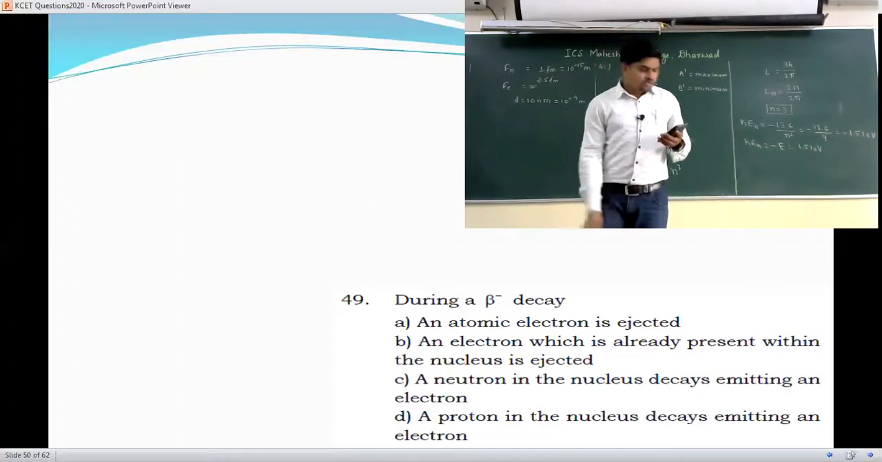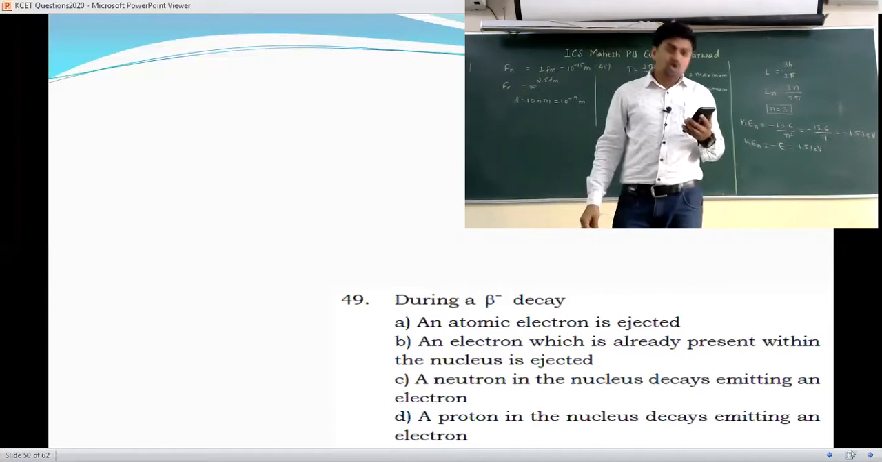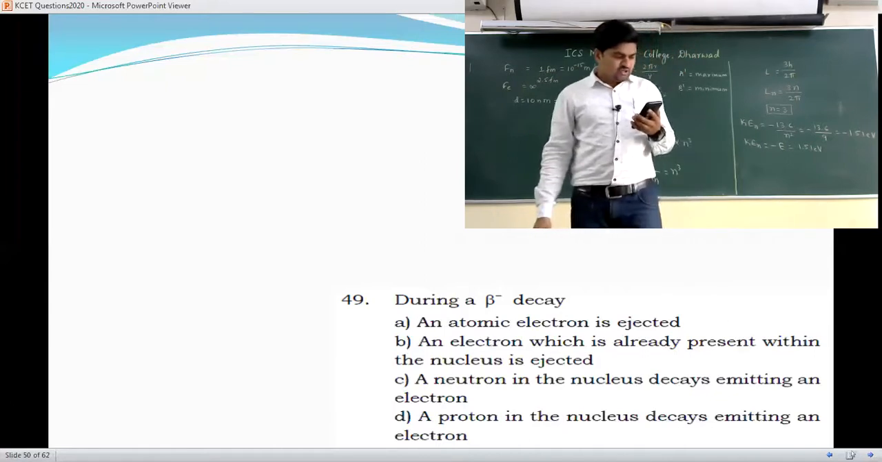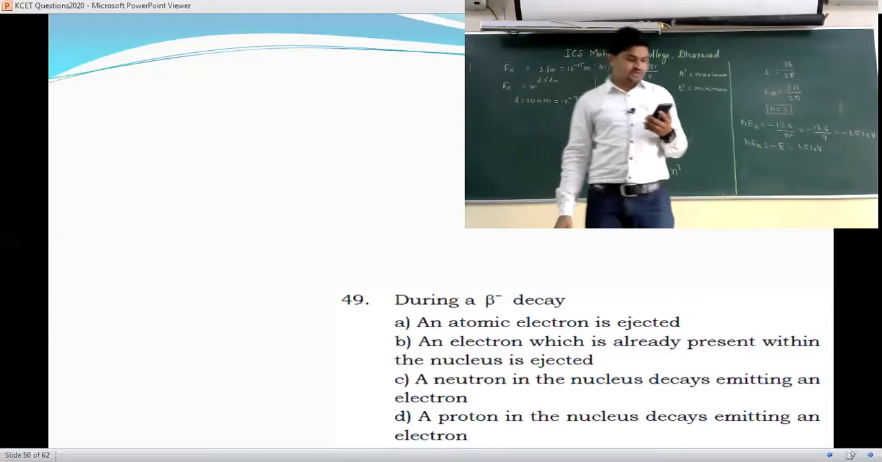So according to that, which option suits here? Obviously, you have to go for the neutron. So option C, neutron in the nucleus decays emitting an electron. That should be your answer. Okay, go for the next one.